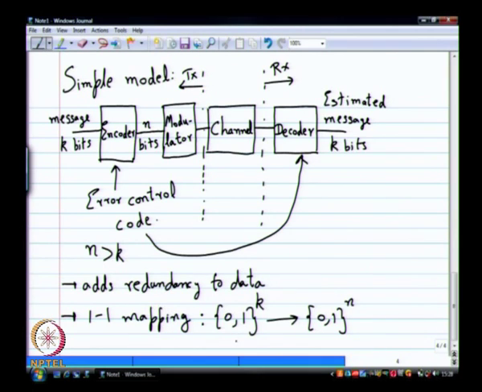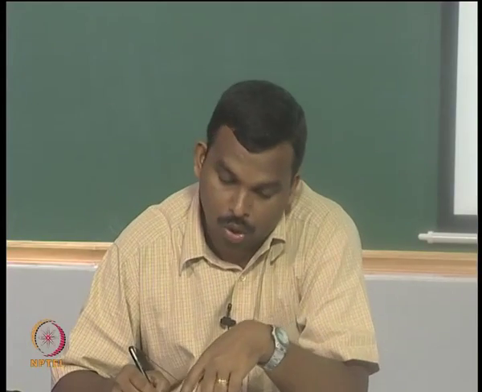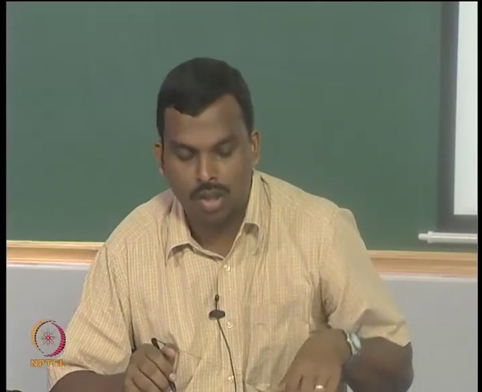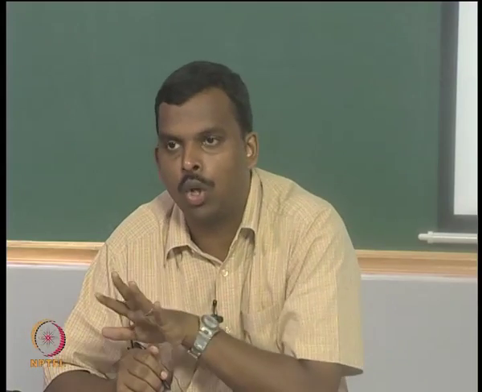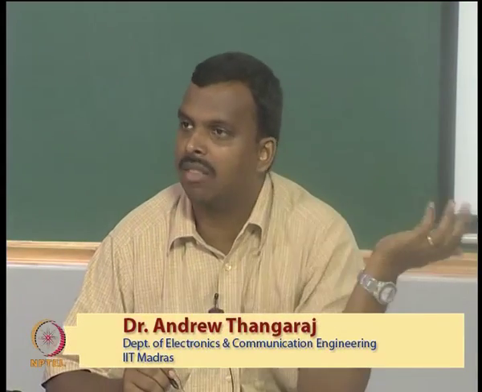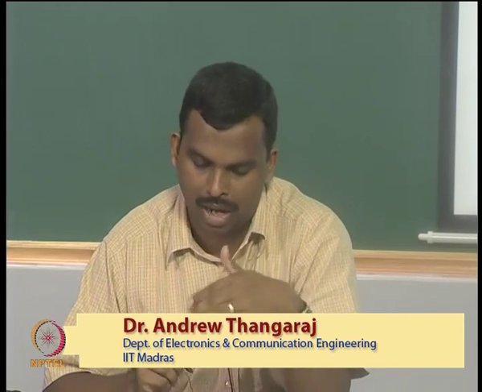I have a one-to-one mapping from the set of all k bit vectors, which has to include all the k bit vectors, right? I can't just drop some message. If some message comes, I can't say I won't transmit it. So, I have to include all of them. How many vectors will there be in the range? 2 power k again. So, clearly it will not be what is called an onto mapping. There will be vectors in {0,1}^n which will not have a counterpart. That is what it really means to add redundancy.